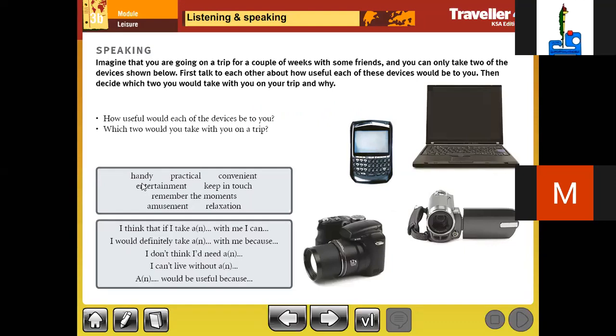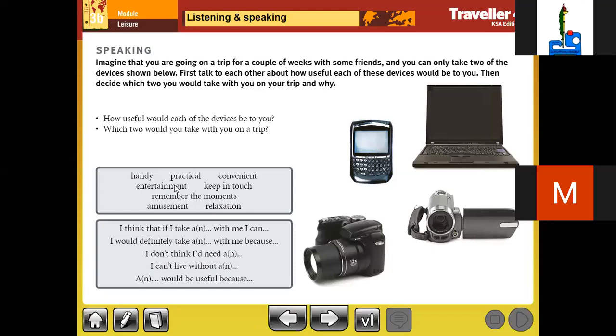Practical. Practical means effective or feasible. يعني this means that it's effective عملي. The word practical معناها عملي. Convenient. The word convenient means fitting in well with your needs. يعني ملائم لاحتياجاتك. It's proper. ملائم بالنسبة لك. Convenient معناها ملائم.